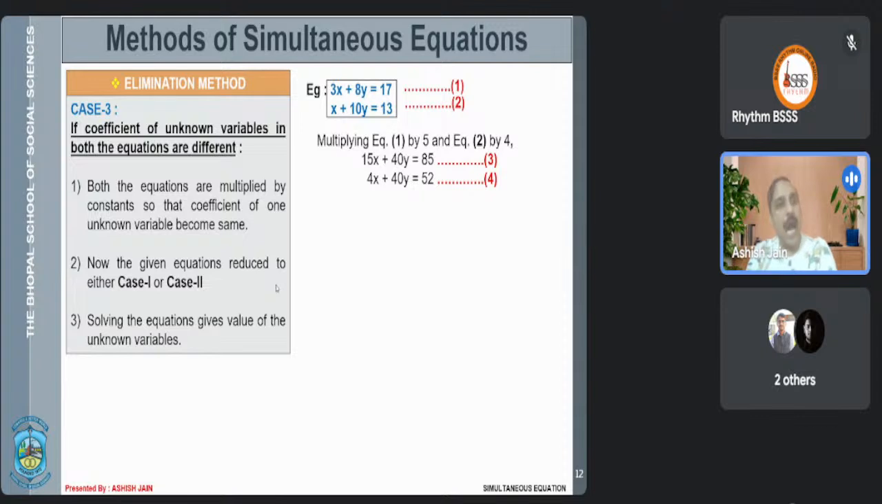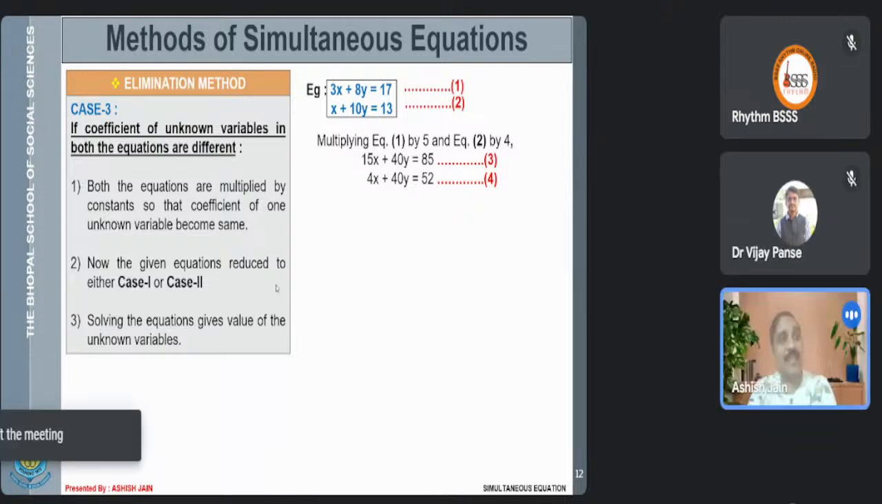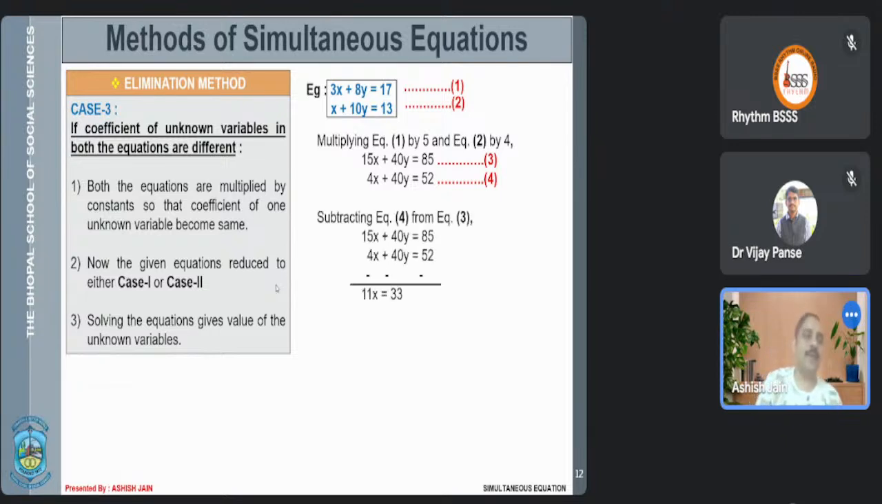Now if you notice, after doing this step, our equations either reduce to the first case or second case. Here what we have done, we are having same coefficient, same sign. This is case number 2. We subtract one equation from the other. If we have case number 1, we simply add the equations together. So by multiplying with some factor and making the coefficient same, our equation reduces to either case number 1 or case number 2. Here we have same coefficient, same sign, so we will simply subtract one equation from the other.